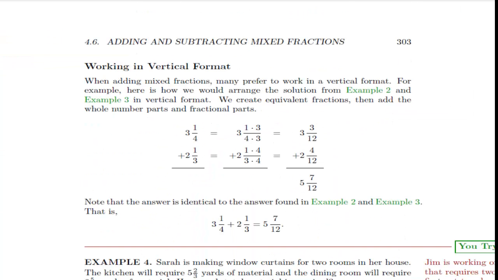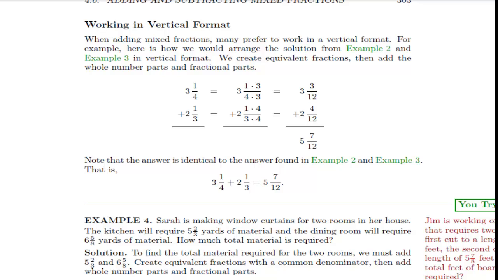Working in vertical format. When adding mixed fractions, many prefer to work in a vertical format. For example, here's how we would arrange the solution from example 2 and example 3 in vertical format. We create equivalent fractions, then add the whole number parts and fractional parts. 1/4 is equal to 3 over 12, and 1/3 is equal to 4 over 12. Then 2 plus 3 is 5, and 3 plus 4 over 12 is 7 over 12. Note the answer is identical to the answer found in example 2 and example 3. That is, 3 1/4 plus 2 1/3 equals 5 7/12.